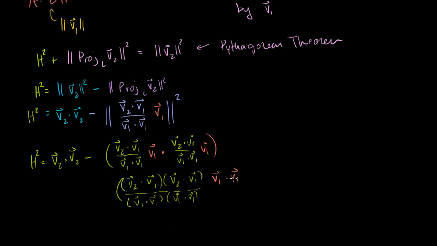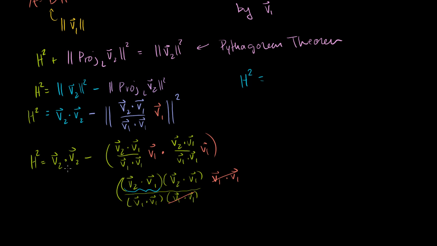Now, this is now a number. We had vectors here, but when you take the dot product, you just get a number. And this number is the same as this number. So we can simplify it a little bit. So we can cross those two guys out. And then we are left with that our height squared is equal to this expression times itself. Right? We have it times itself twice.